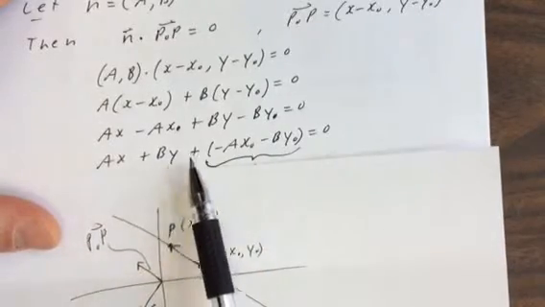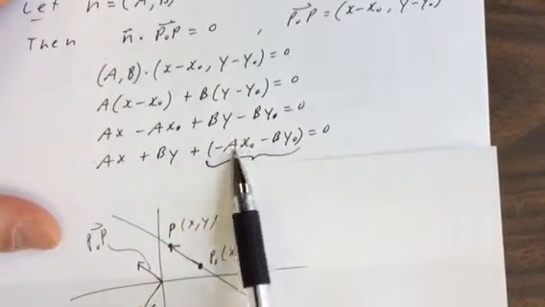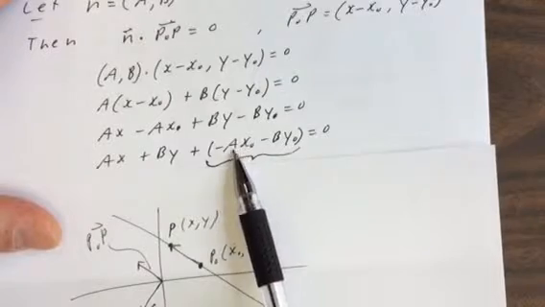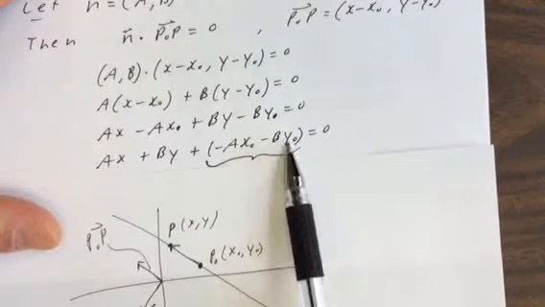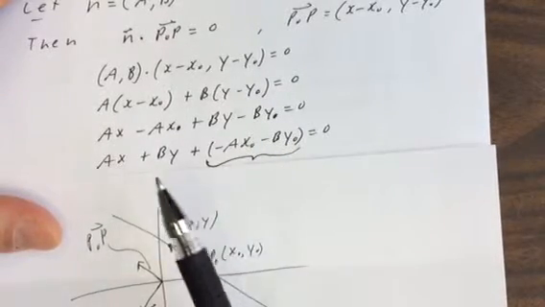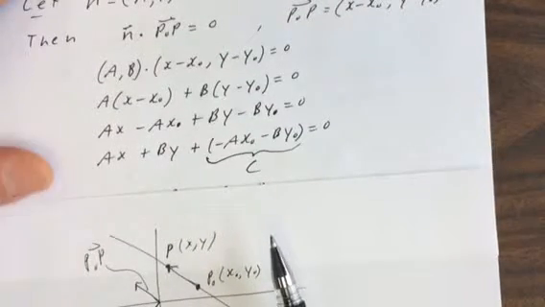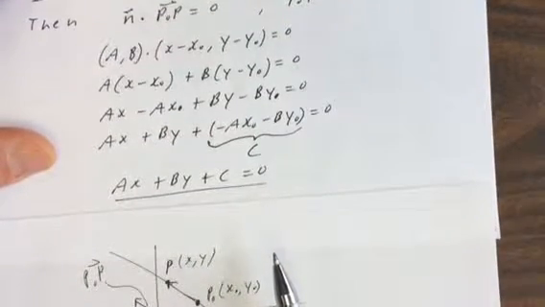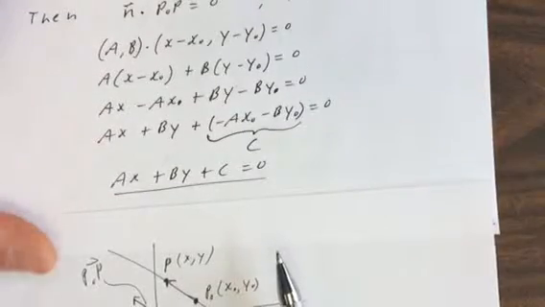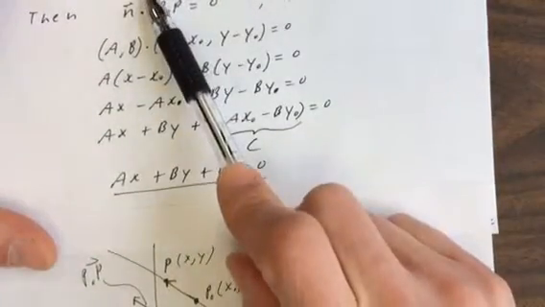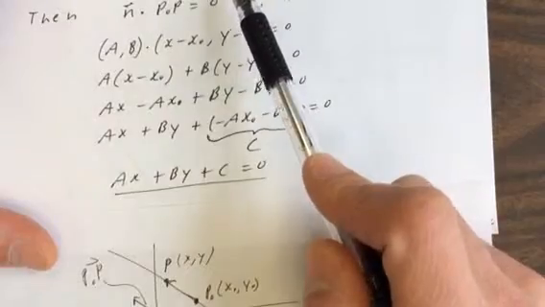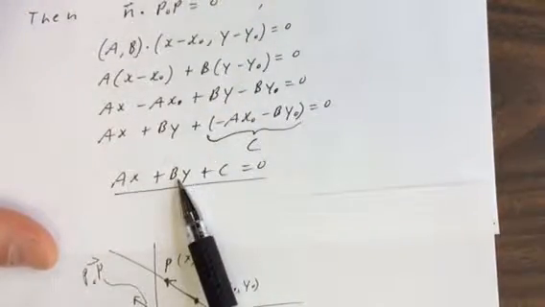So Ax plus By plus this ugly piece here, except this ugly piece is going to be a constant value. When we know all the numbers, we can multiply them and add them. Let's call it C. So we get Ax plus By plus C equals 0. And we said that AB was perpendicular to the line, and they end up in the right spot. So that's that formula proven.